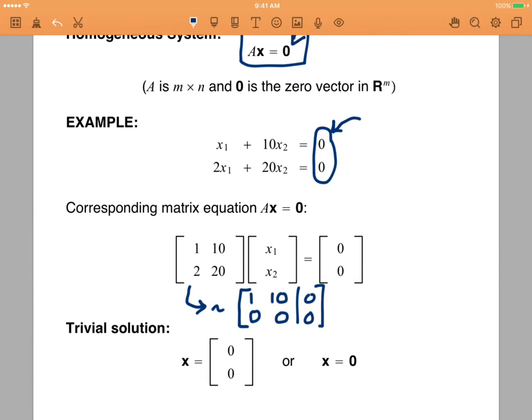But before even solving it, we don't even have to solve it, because we already know what a solution is without doing anything. If it's a homogeneous system, then the 0 vector is always a solution, because 0 times everything equals 0, and then you get your result. So any homogeneous system always has the trivial solution. Trivial solution means the 0 vector.